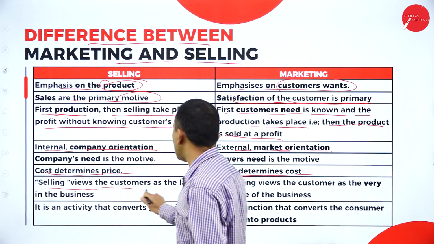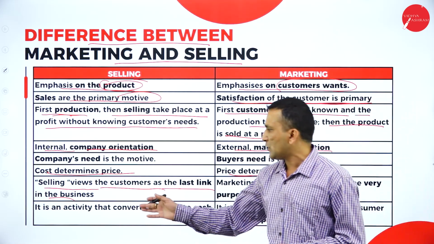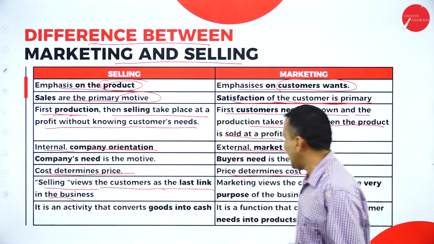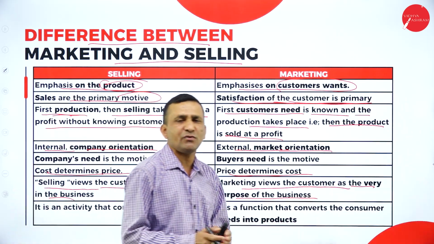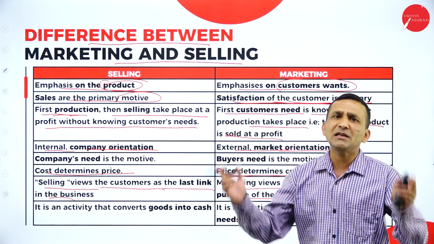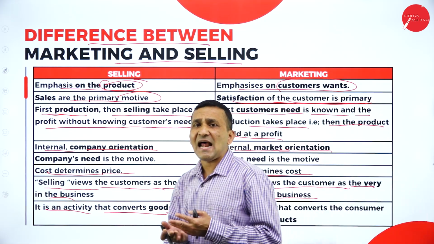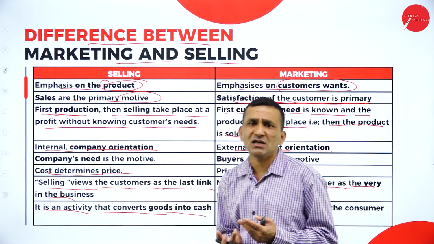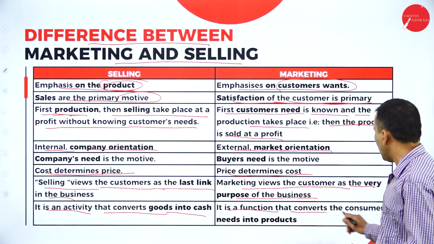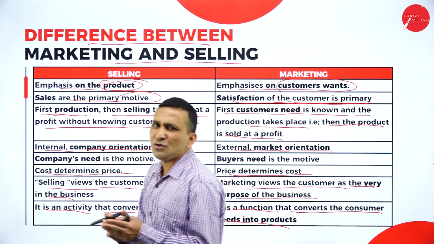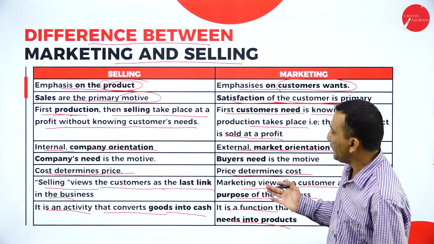And selling views the customer as the last link of the business. So they are focusing on aggressive sales when they are expecting. Of course, the target is only sales, which is the last link. But in the case of marketing, it views the customer as the very purpose of the business. Each and every phase is very important. You need to study the complete process of the business. Sales is an activity that converts goods into cash, because whatever they invested, they can recover the money only at the time of sales. But marketing is a function that converts consumer needs into a product. Based on the consumer needs, when they try to produce a product, we are meeting the consumer needs first. We are prioritizing the consumer's needs first, then we start producing the product.